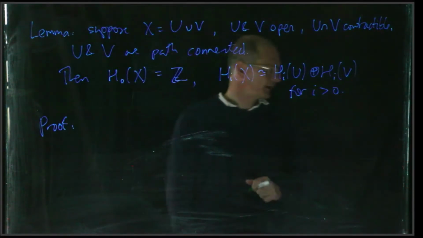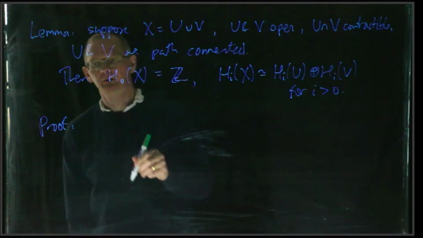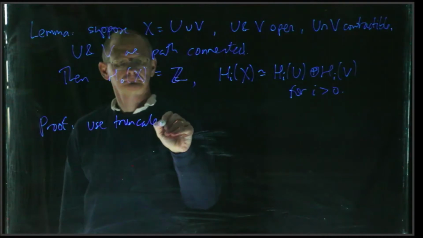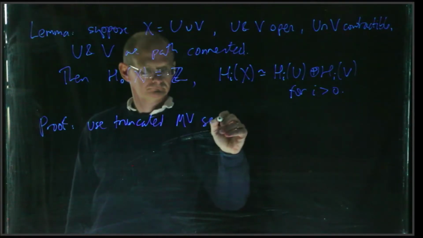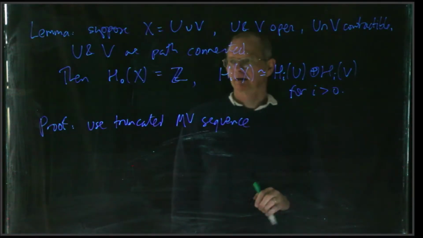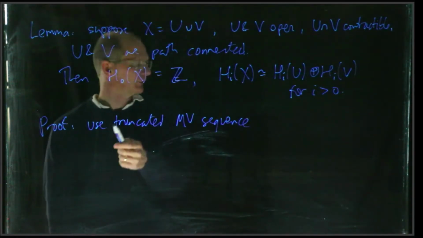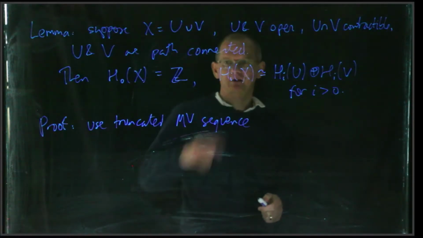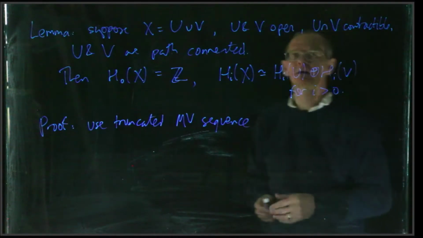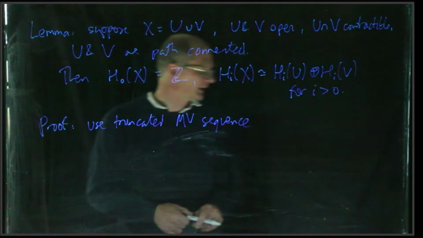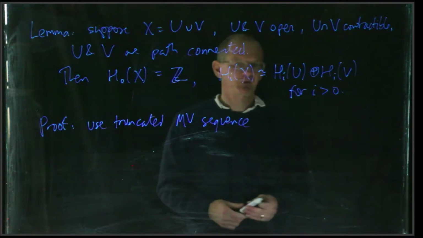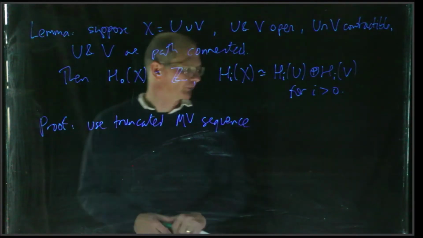So, proof. We're going to use the truncated Mayer-Vietoris sequence. Remember that we proved that you can use the ordinary Mayer-Vietoris sequence, but in the case where U intersect V is contractible, or where U intersect V is connected, which of course is a consequence of being contractible, then you can modify the Mayer-Vietoris sequence by just replacing all the H0s with the zero group.